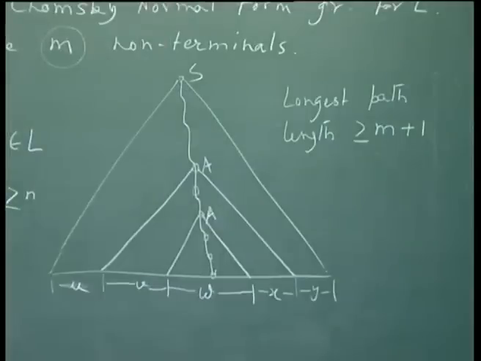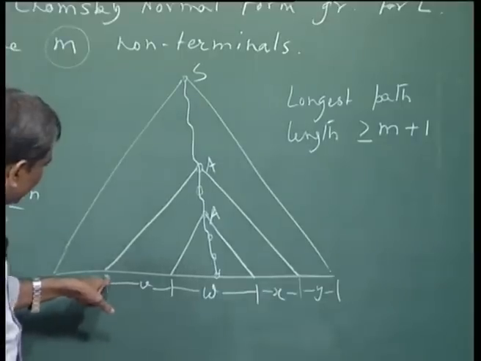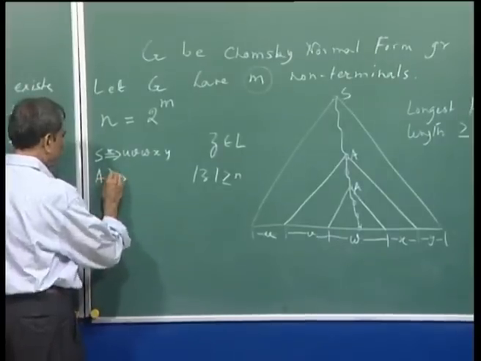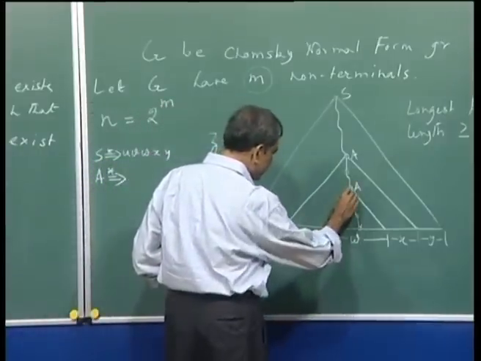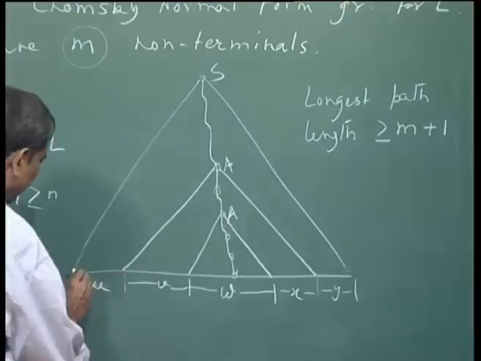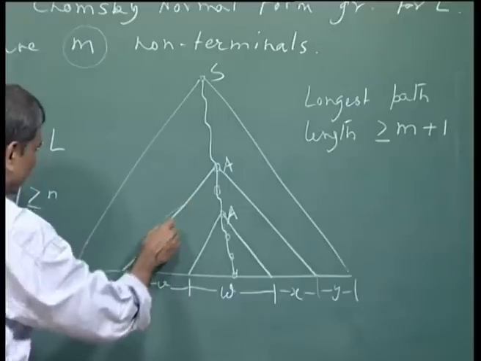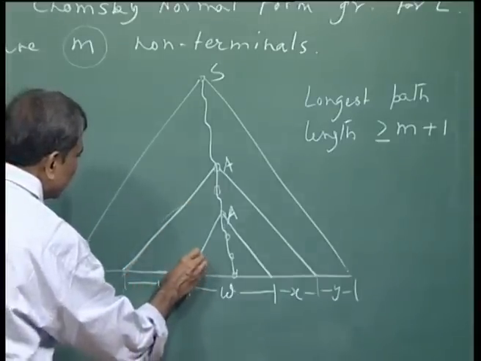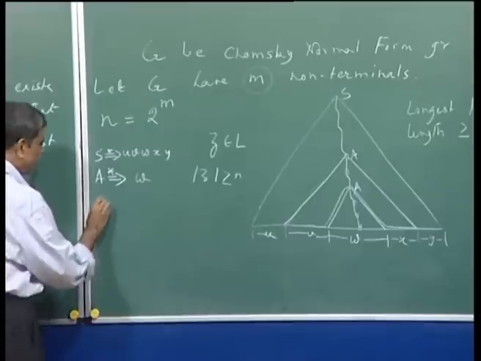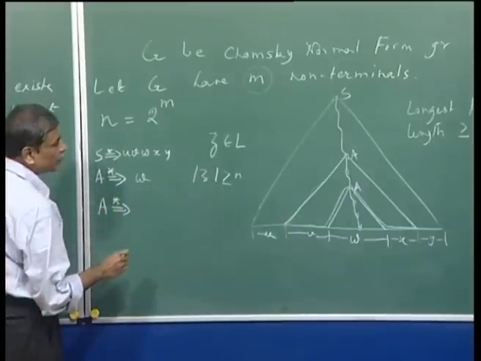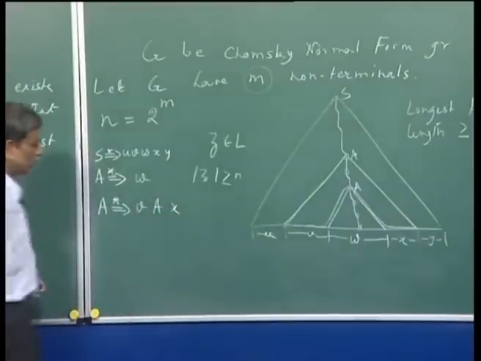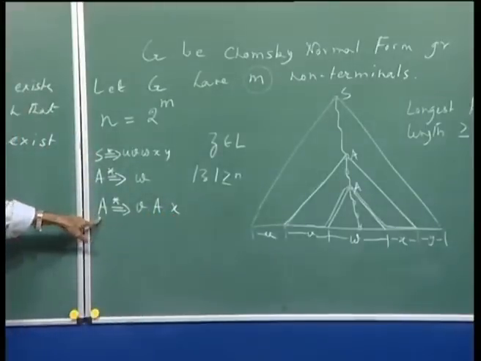Further, A derives this string V, W, X. First of all, I can see that A derives this W part, so A derives W, and if you think in this manner, the derivation tree of A is generating, we argued all this last time, that A I can see to be deriving also V A X.